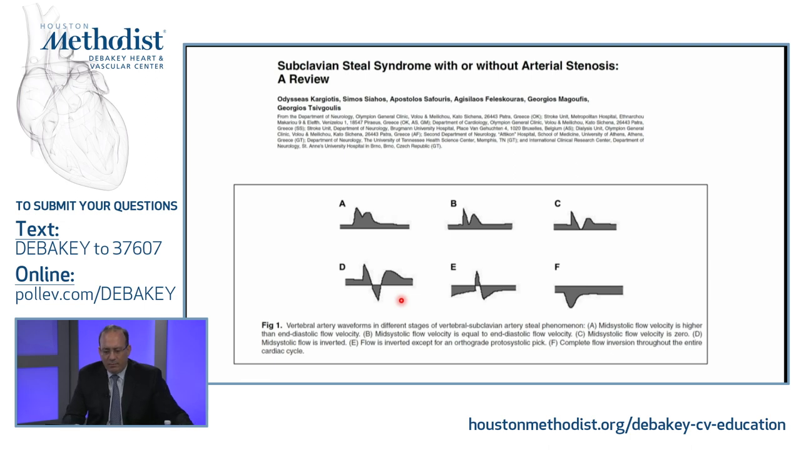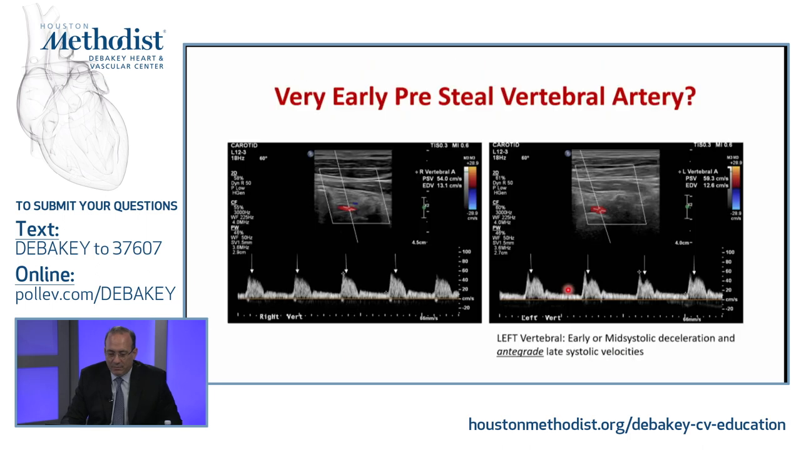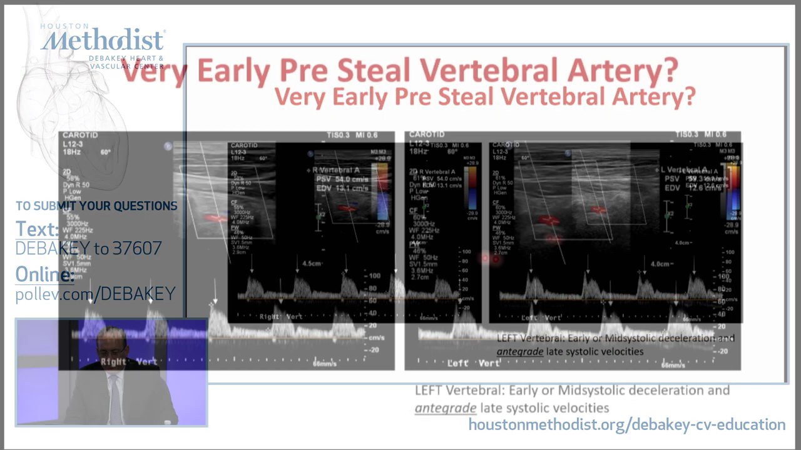Let's look at different vertebral pathologies. This is a great article. I think you all should read this. And this will show you a progression of vertebral artery waveforms with more and more significant subclavian artery stenosis leading to steal. We're going to give you some examples. So let's take a look.